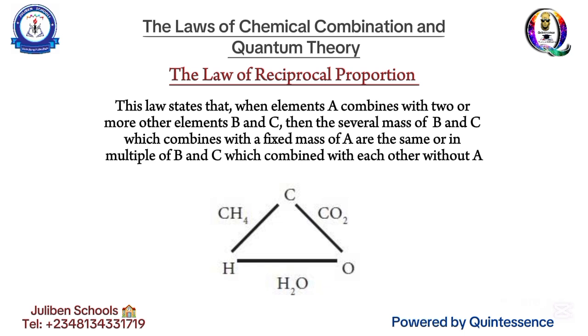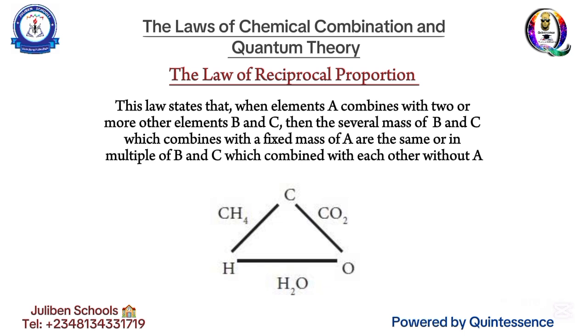Now, what the law is saying is that when an element A combines with two or more other elements B and C, that means when carbon combines with two or more other elements, hydrogen and oxygen, then the several masses of B and C which combine with a fixed mass of A, that is, the several masses of hydrogen and oxygen which combine with a fixed mass of carbon, are the same or multiple ratio of hydrogen and oxygen combining together without A.